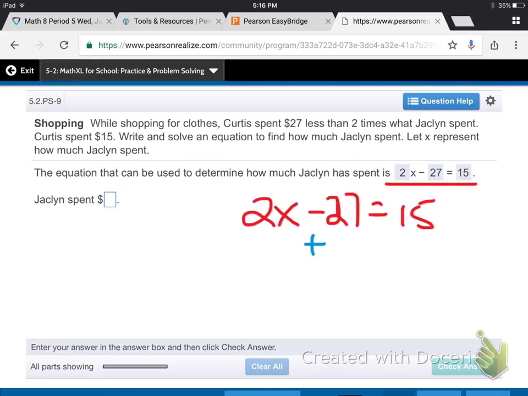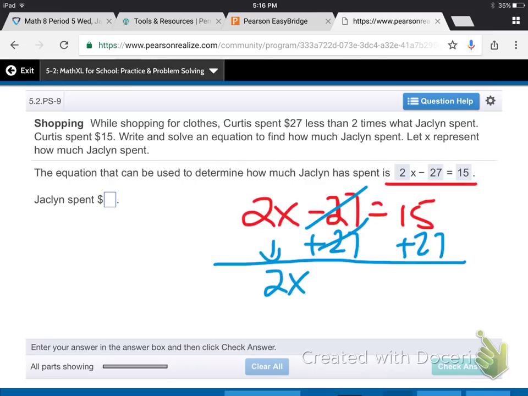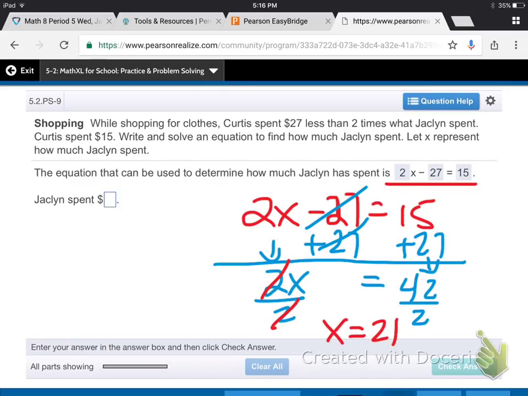We're going to add 27 positive tiles to each side, if you like the algebra tile model. That's going to cancel to 0. Bring down the 2x. 15 plus 27 we're going to write down right there, and that's 42. And then last step is we're going to divide by 2 to undo that multiplication. So this cancels out, 2 over 2, and that leaves x, and 42 divided by 2 is 21. So Jacqueline spent $21. Boom, write that down.